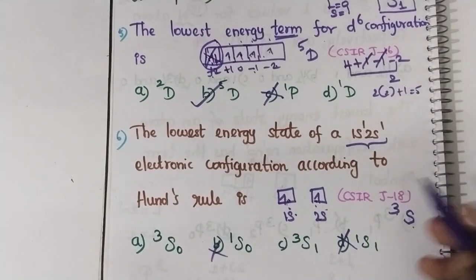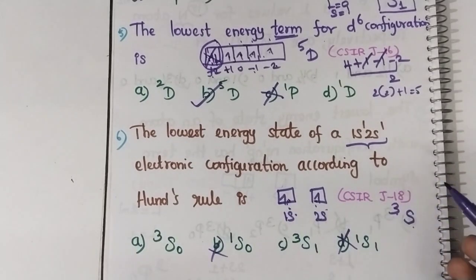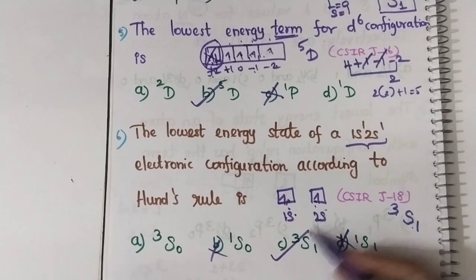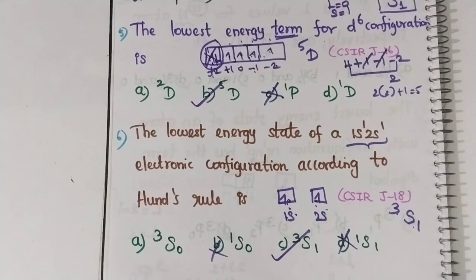Now, L, these are all half filled, right? So L plus S value. L is 0 and S is 1. So what will be the option? It is C, right? C. See how easy these questions are.